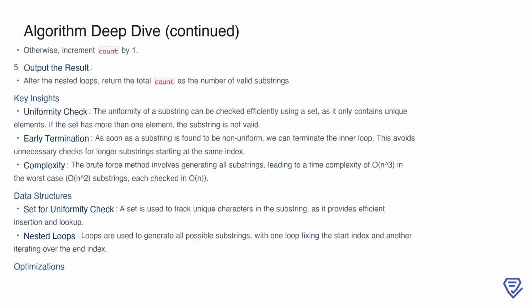However, the brute force method has a high time complexity because we generate all possible substrings, and for each one, we perform a uniformity check. Specifically, this approach has a worst-case time complexity of O(n³), as there are O(n²) substrings, and each uniformity check involves O(n) operations. In terms of space, we use a set for uniformity checks, which requires O(n) space in the worst case when the substring length equals n.